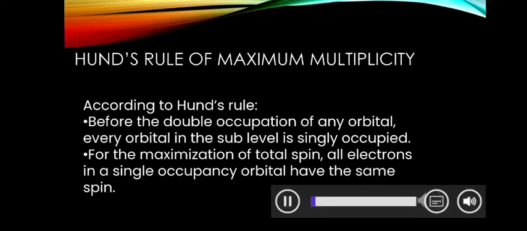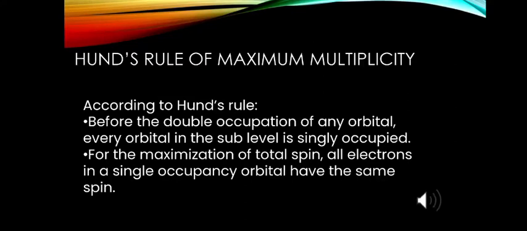So after completing our two topics, that is Aufbau's principle and Pauli's exclusion principle, our very next topic is Hund's rule of maximum multiplicity. Now let us define what this rule says. According to Hund's rule, before the double occupancy of any orbital, every orbital in the sublevel is singly occupied. That is, we have to first singly occupy each sublevel. For example, in 3p orbital we have three sublevels, that is 3px, 3py and 3pz.